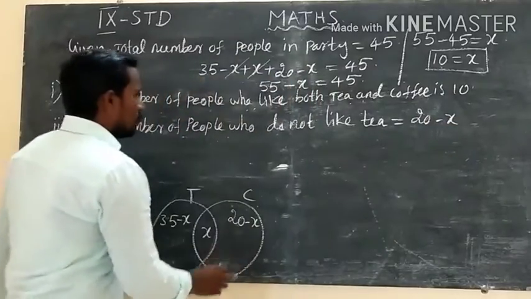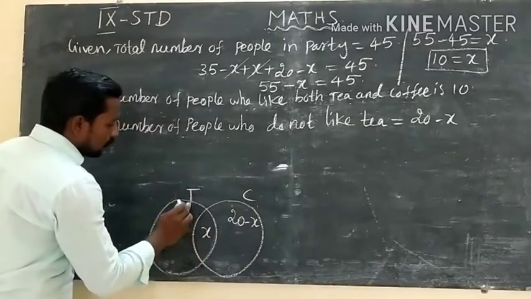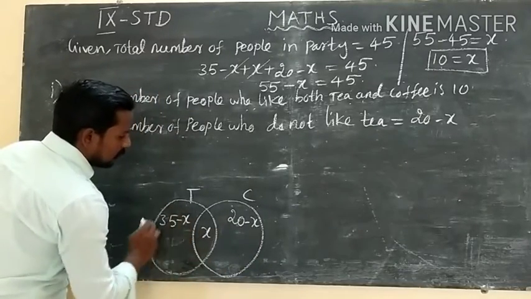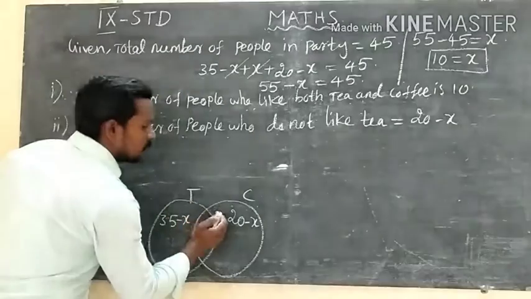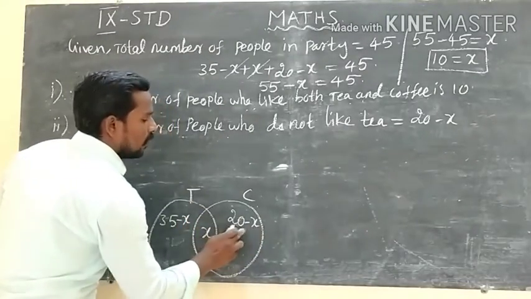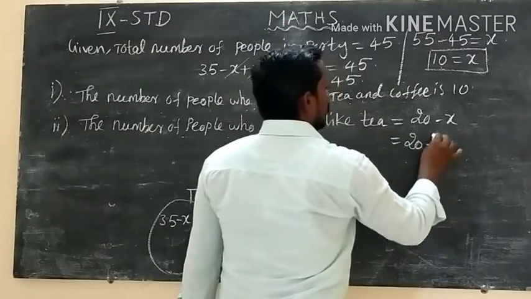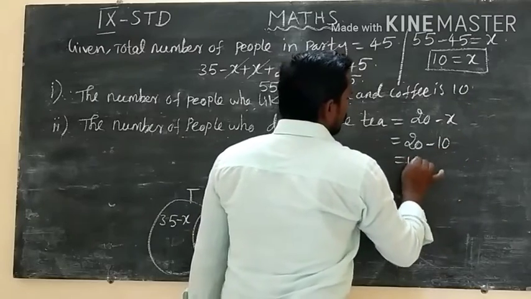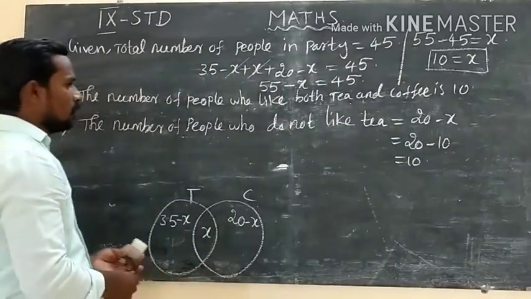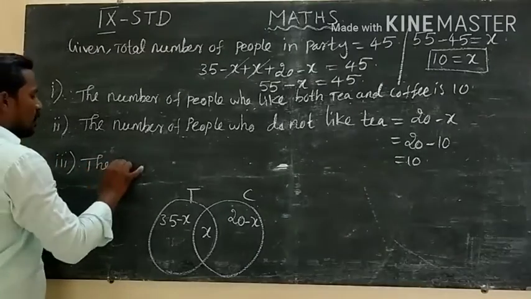Is it or not? Because the number of people who do not like tea, so not liking T, means omit this T circle. So what is the remaining portion? This is the remaining region. So 20 minus X. So 20 minus, replacing the X value, this is 10. So 10 equal to 10. Have you understood? Okay.